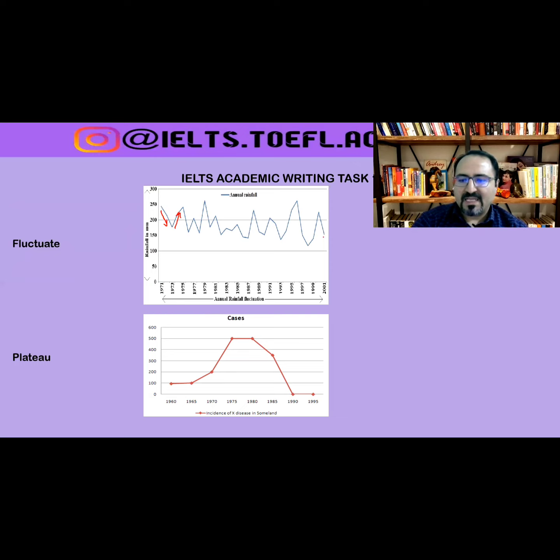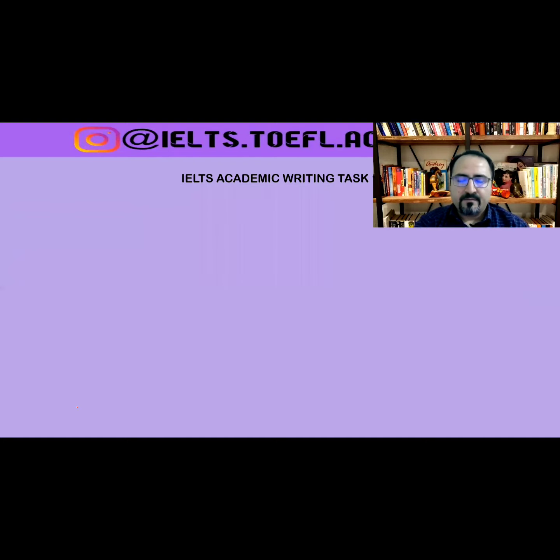But plateau means remaining stable, not for a short time, but for a long time. For example, here in the second graph, you can see that for over 5 years, maybe more than 5 years, the trend remained the same. Nothing changed. 500, that's all. So don't mistake these words. We can have fluctuation for upward and downward trends, but plateau for remaining stable, especially for a long time.